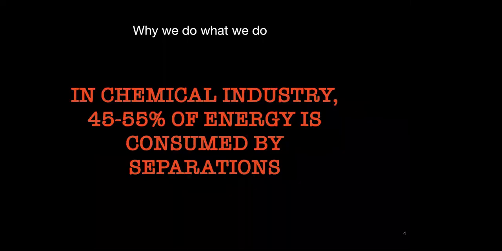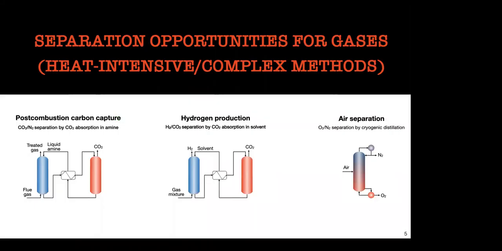So why do we do what we do? Typically, as most of you would know, the chemical industry is quite heat and energy intense. And out of the entire energy that is consumed in the chemical industry, about half is consumed on separations, right? So our focus there is on gas separation, and we look at some heat intensive, complex processes, and we try to find a replacement for that, or a partial substitution for that. I show you 3 examples here, and the talk will focus on these 3 examples.